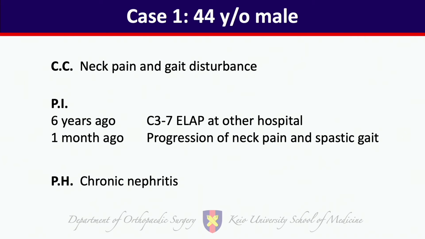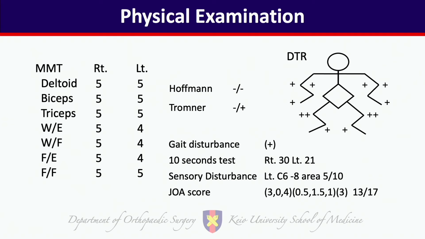I will provide you with actual cases of kyphosis after laminoplasty. Case 1 is a 44-year-old male. His chief complaints were neck pain and gait disturbance. He underwent ELAP at C3 to C7 at another hospital 6 years ago. 1 month ago, he had the progression of neck pain and spastic gait. His past history was chronic nephritis. On physical examination, we observed left arm motor weakness, left leg motor weakness, left finger clumsiness, left arm sensory disturbance, and hyperreflexia of bilateral patellar tendons.